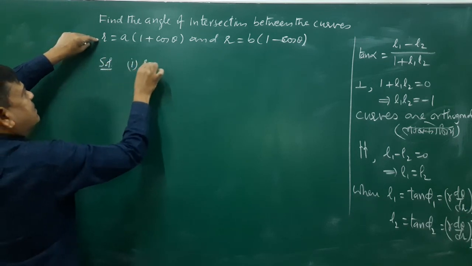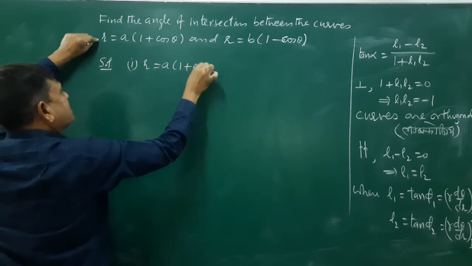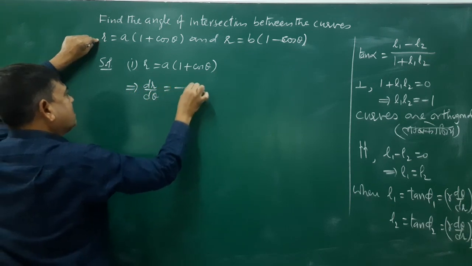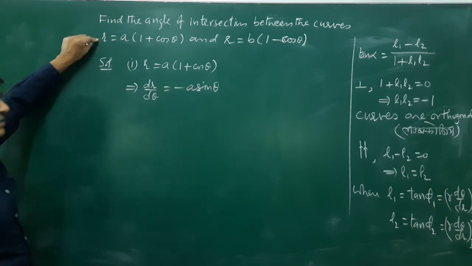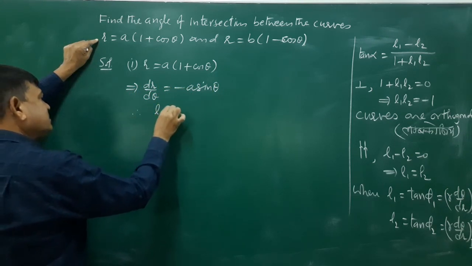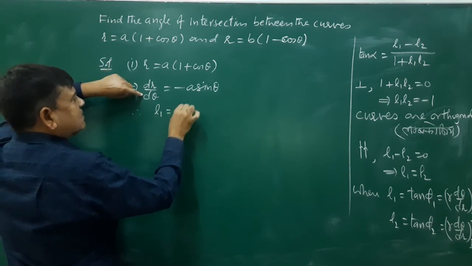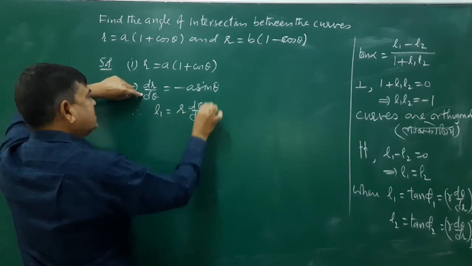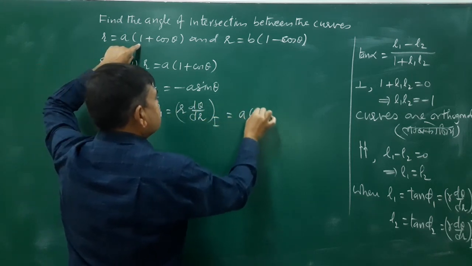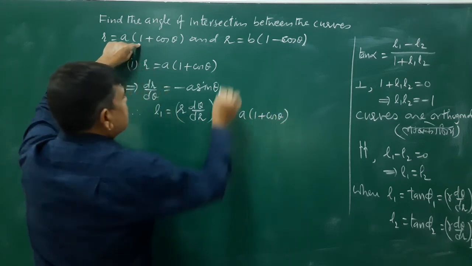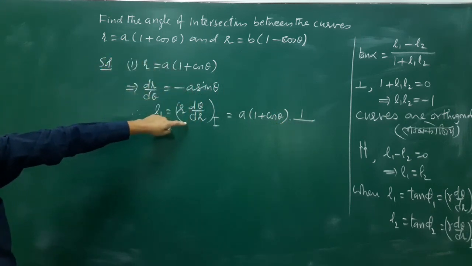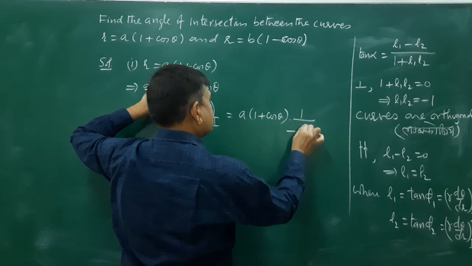First is r equals to a(1 plus cos theta). This implies dr by d theta is minus a sin theta. Differentiation. Therefore, L1 is r d theta by dr for the first curve. So r means a times (1 plus cos theta). This is the first curve. Into 1 upon dr by d theta. So it is minus a sin theta.